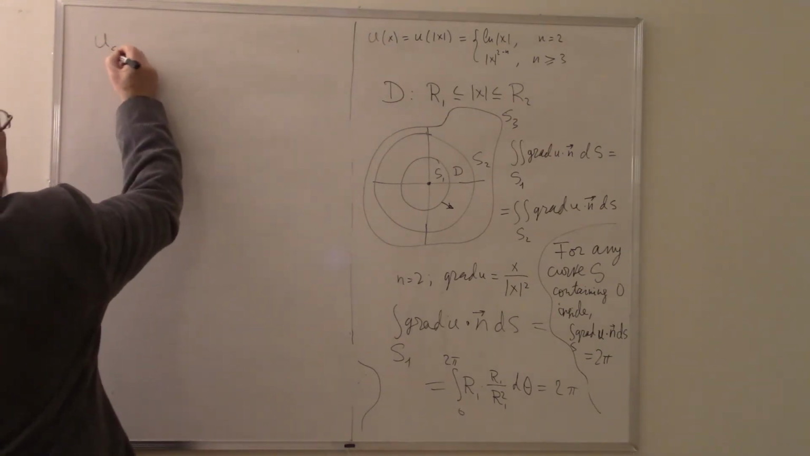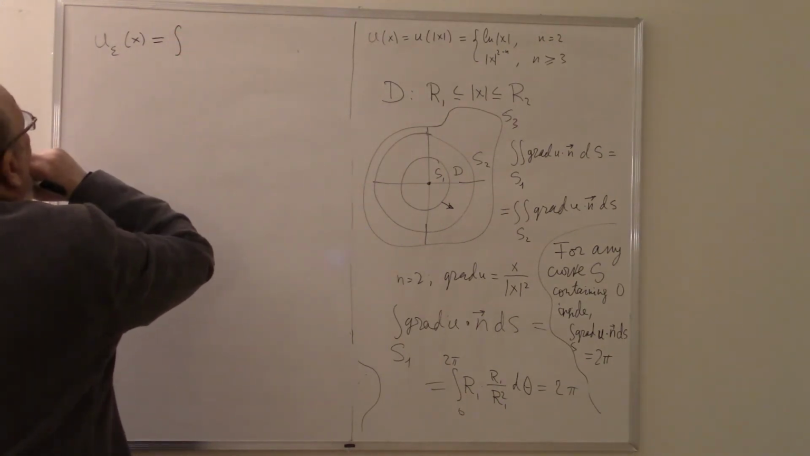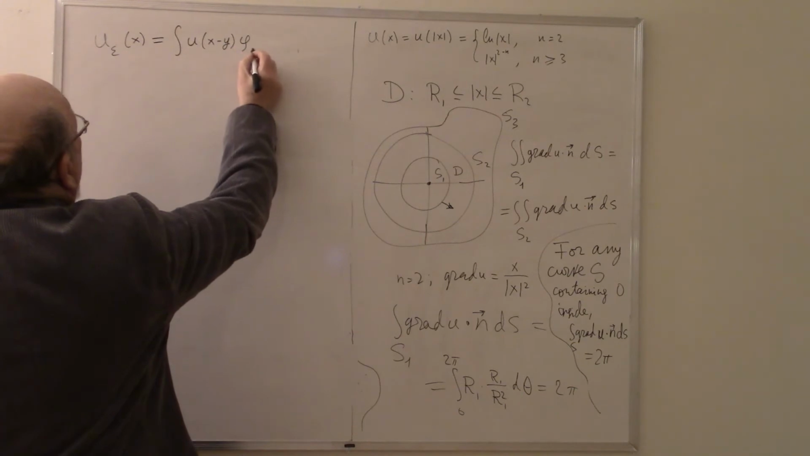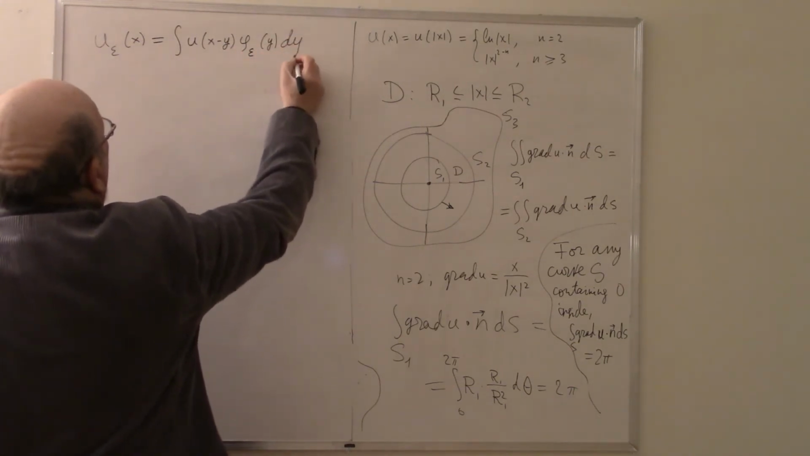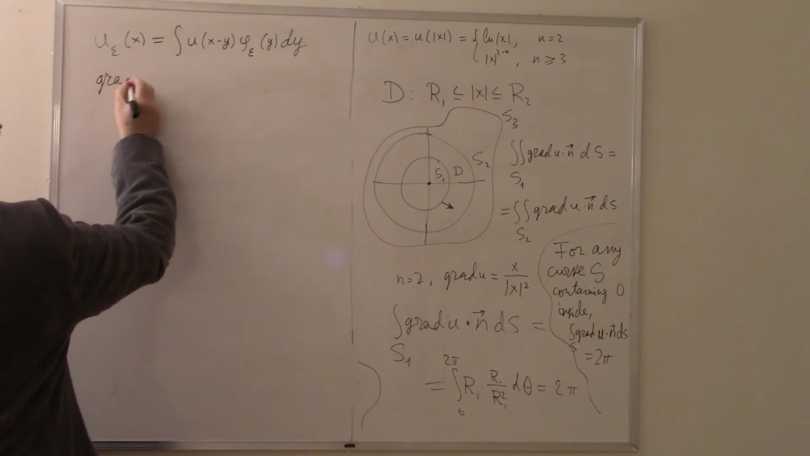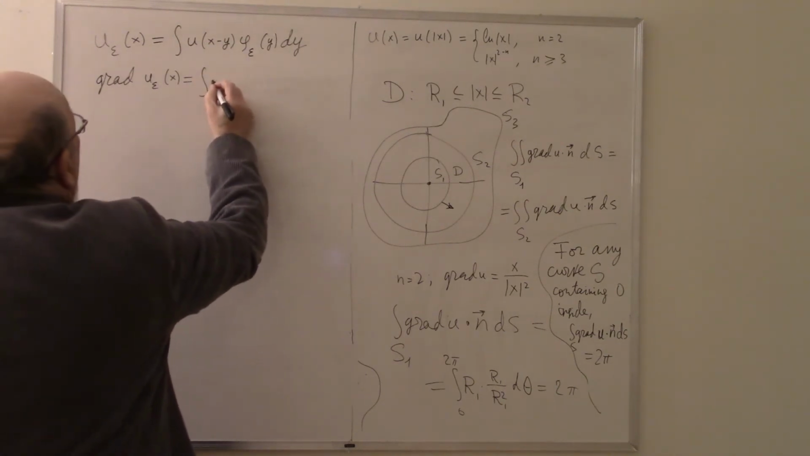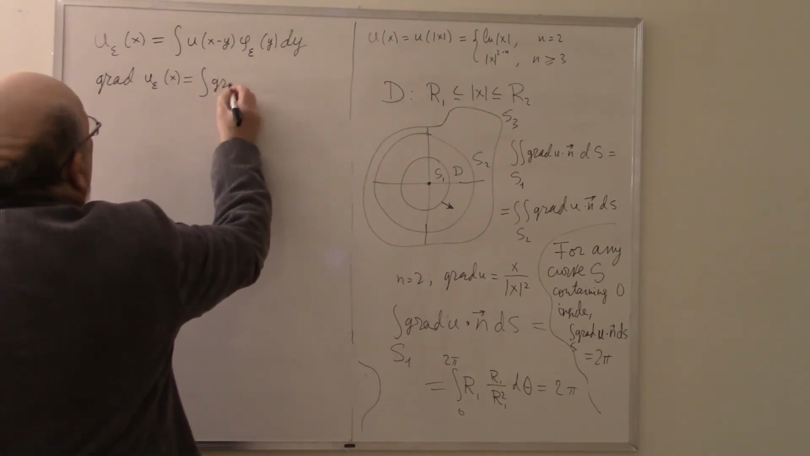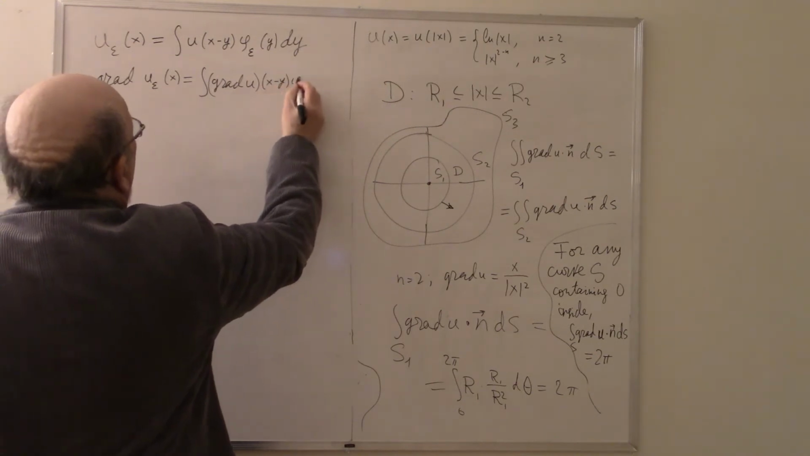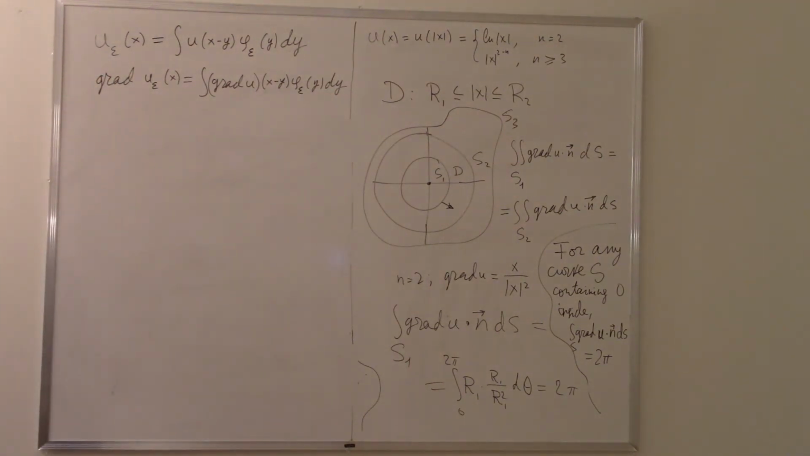So u epsilon of x equals the integral of u of x minus y times phi epsilon of y dy. We have this function, and the gradient of u epsilon of x equals the integral of gradient u at the point x minus y times phi epsilon of y dy. This is the gradient of u epsilon.